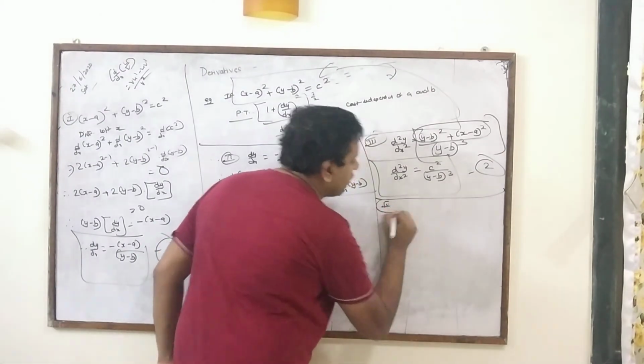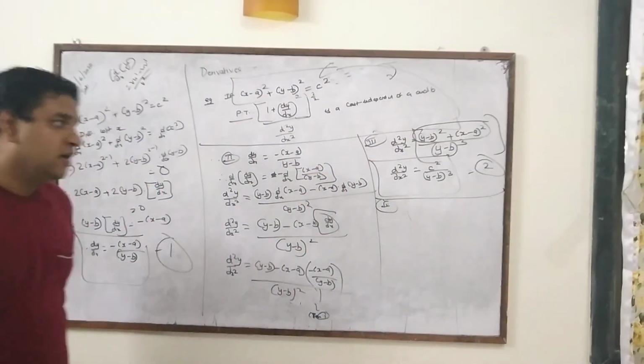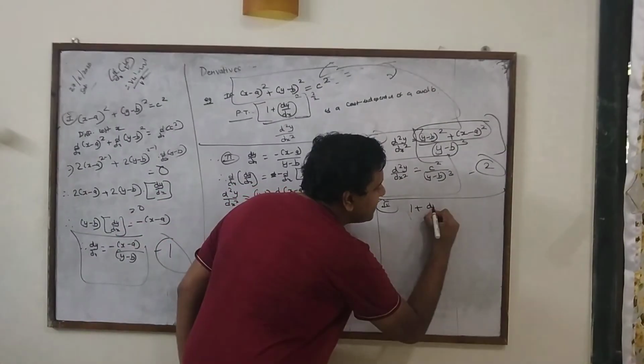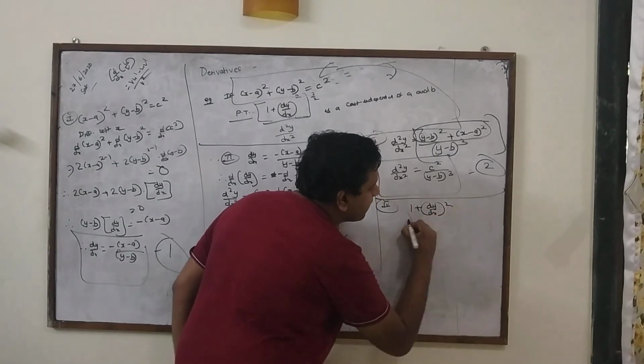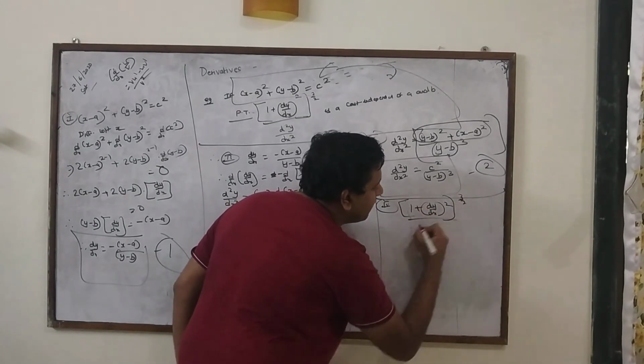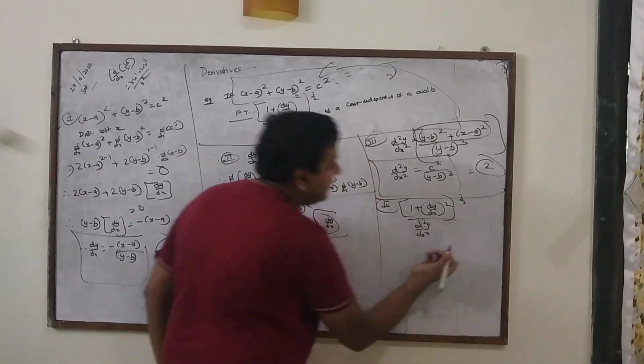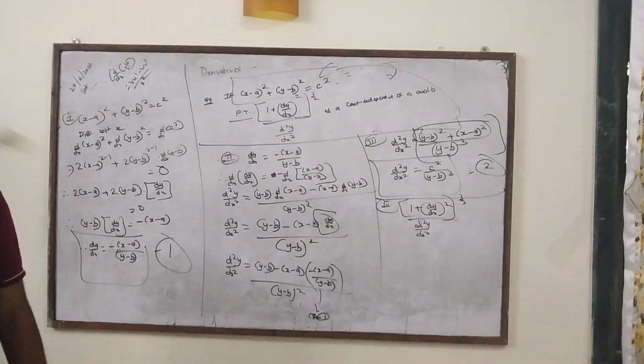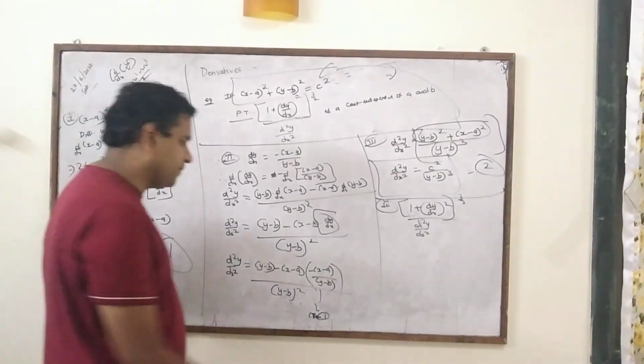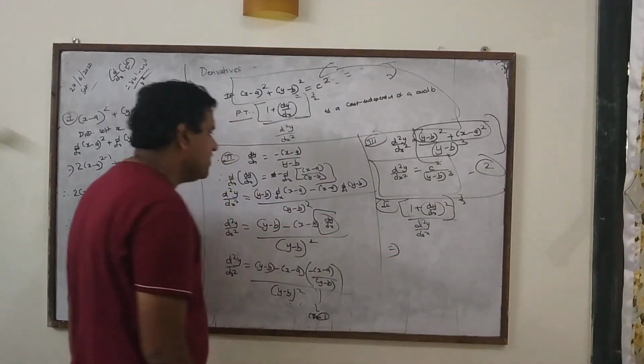Finally, part 4 of the question. What is asked? [1 plus (dy by dx) the whole square], numerator is to the power 3 by 2 upon d square y by dx square. This computation should be a constant independent of a and b. What is dy by dx?